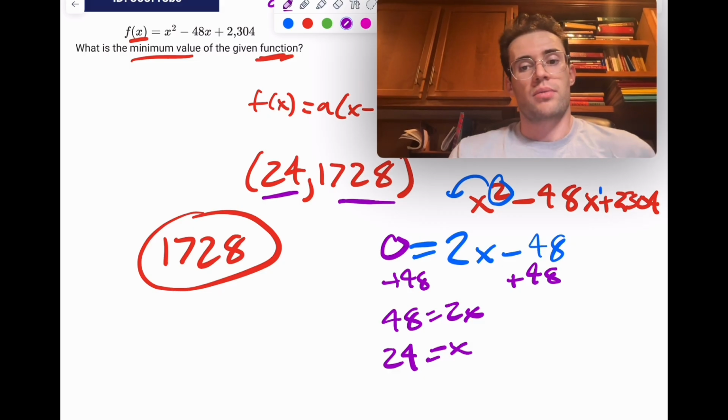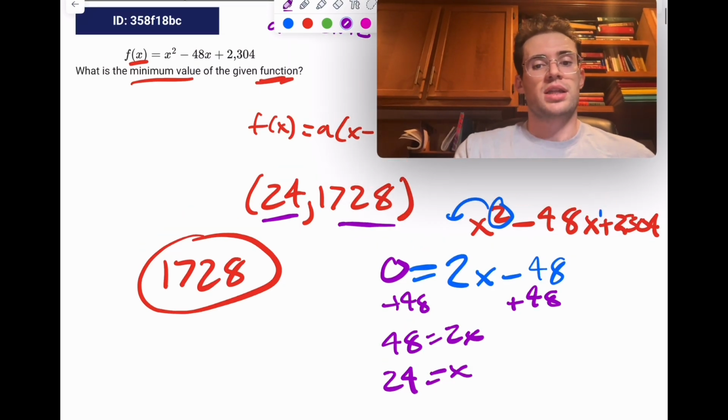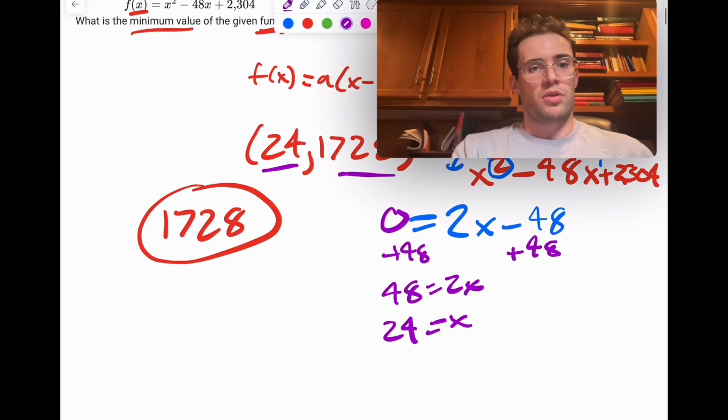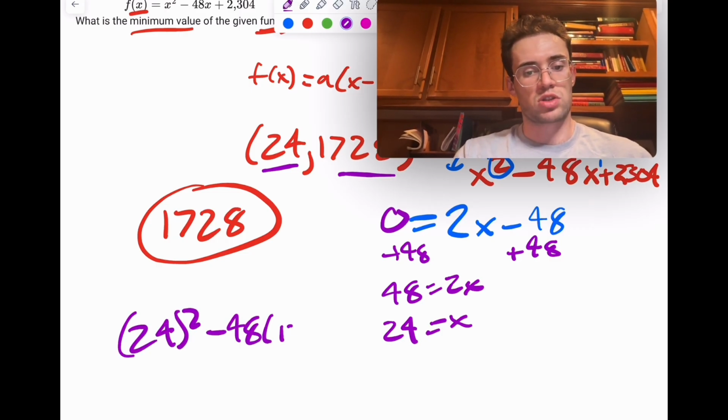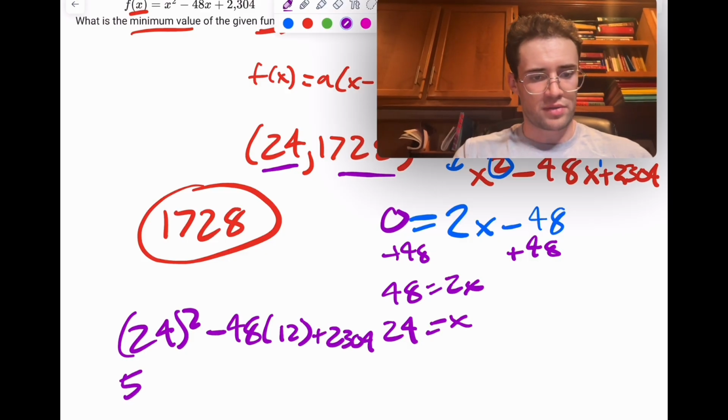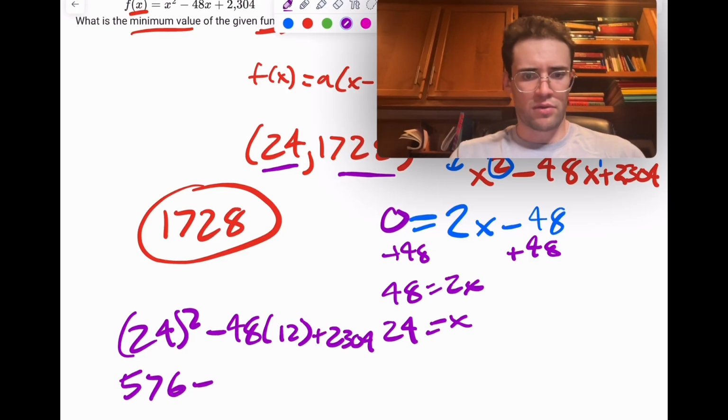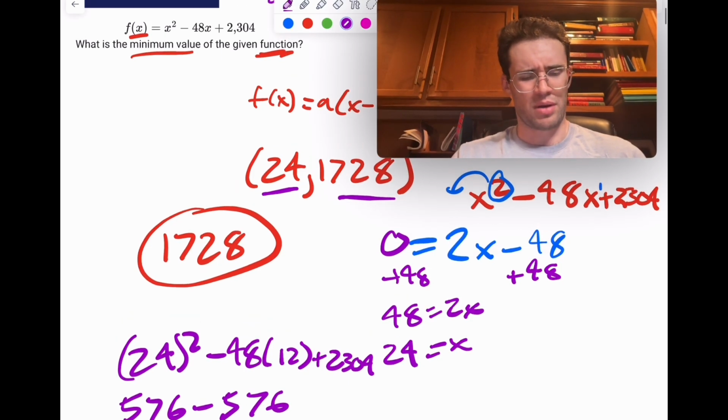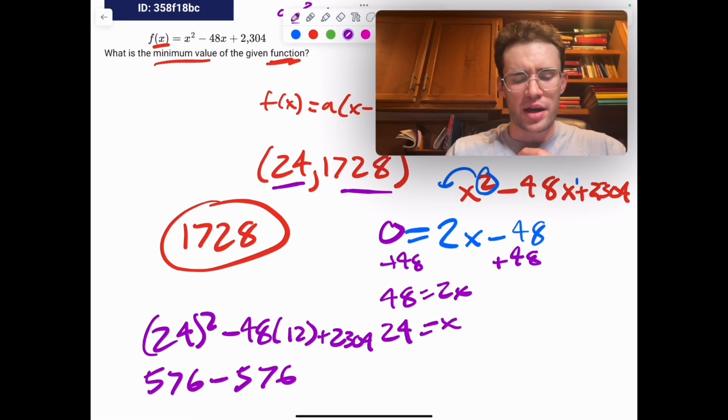We already know from looking at the graph of it, when you plug 24 into this, the output is 1728. But if you were using your calculator, you just write 24 squared minus 48 times 12 plus 2304. 24 squared is 576 minus 48 times 12. That's going to be 12 squared times 4. So 144 times 4 would be 576. So those cancel out. Wait, what? Oh, I see what I did wrong. I was going to say that would just give you 2304, but this is supposed to be 24. I put in 12. So be careful.